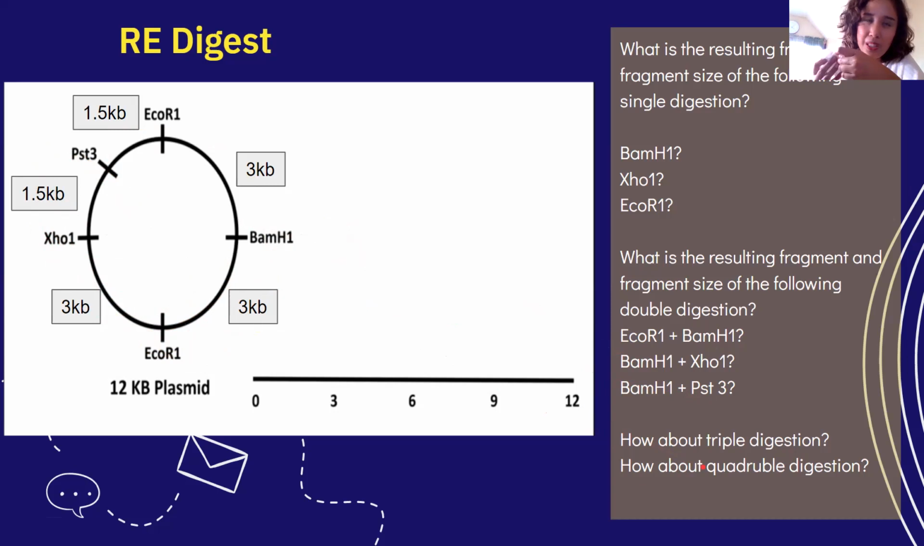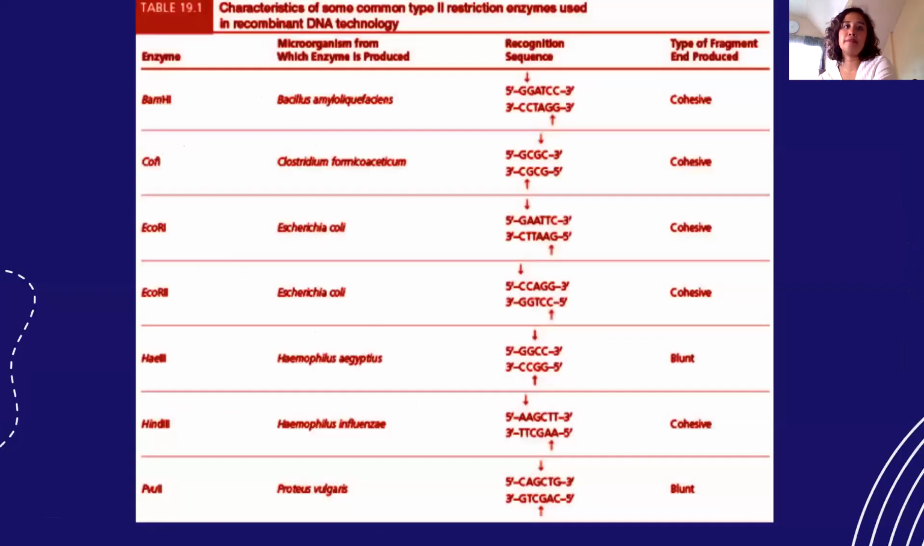How about quadruple? So, pag quadruple na, ito na yung mga resulting fragments: 1.5, 1.5, 3 kb, 3 kb, and 3 kb. So, bale, 5 fragments pag quadruple digestion. So, 4 na enzyme: 1, 2, 3, 4. Okay. How about triple digestion na? So, I hope nagagets ninyo.